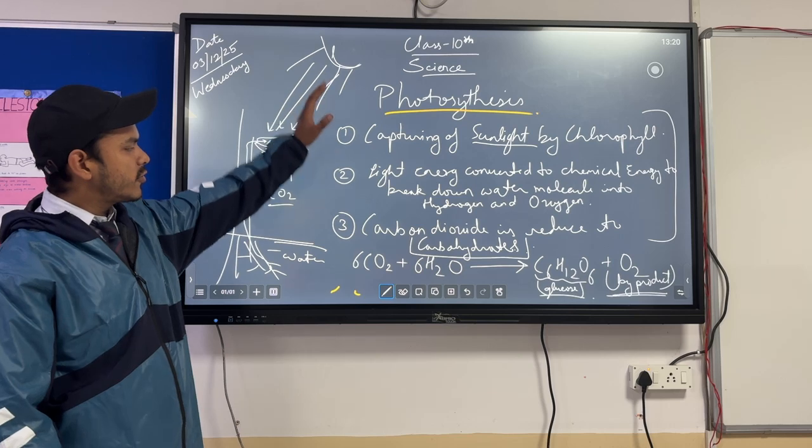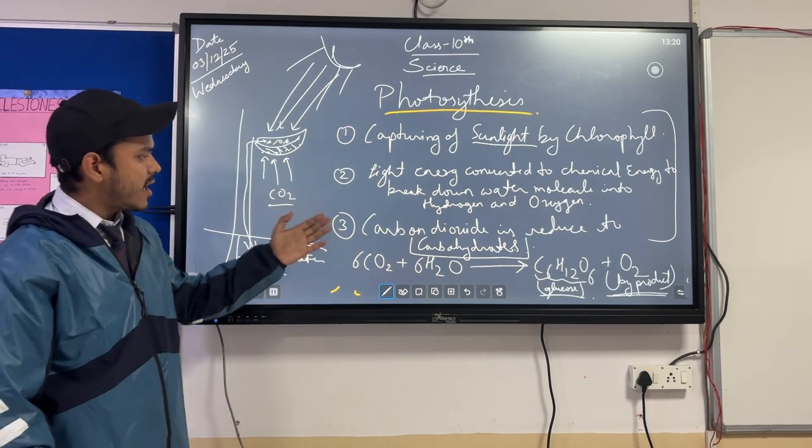So this is how photosynthesis occurs, and these are the steps of photosynthesis.